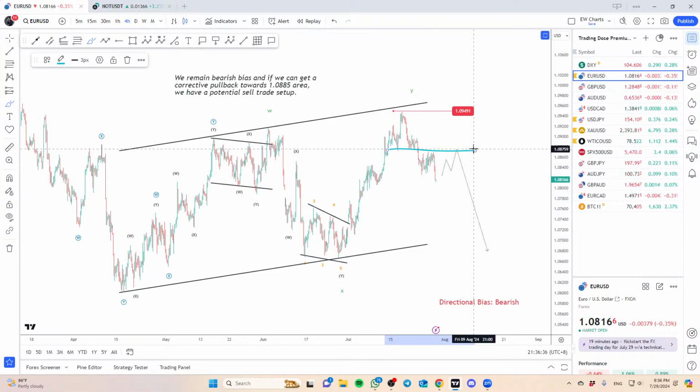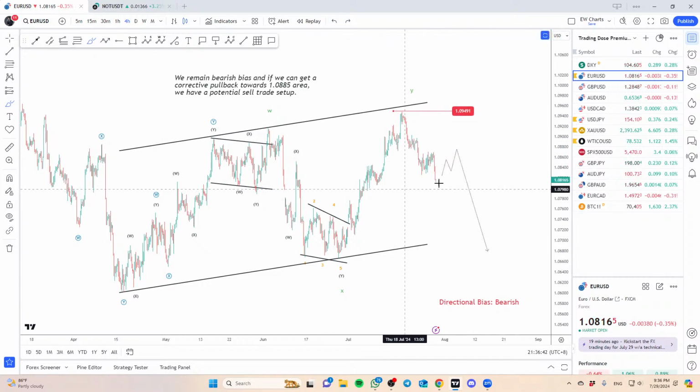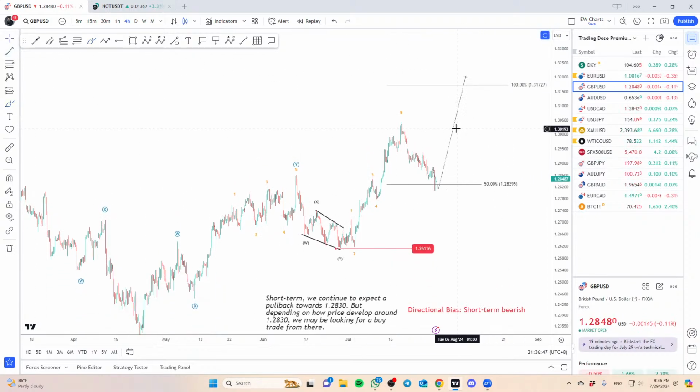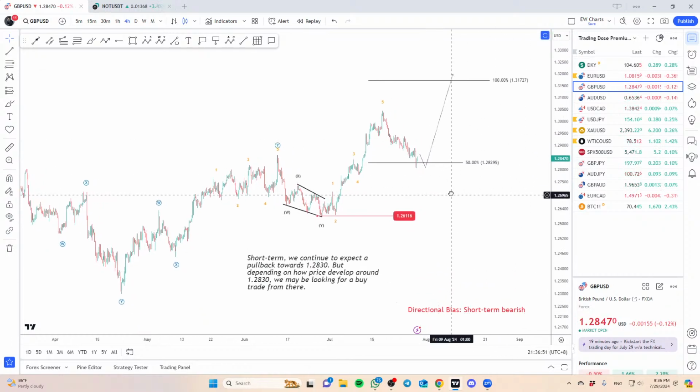So that area, rough estimation, is somewhere around 1.0880. Give it a couple of days, see how the market develops from there. Pound dollar currently testing the 50% mark. I do expect some sort of a bounce from here.